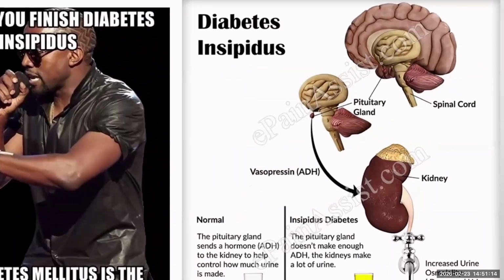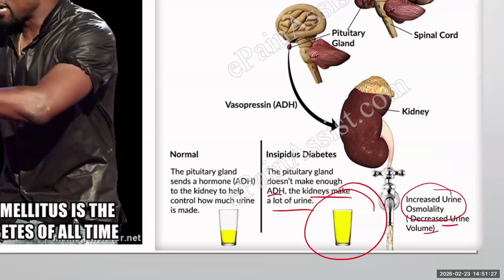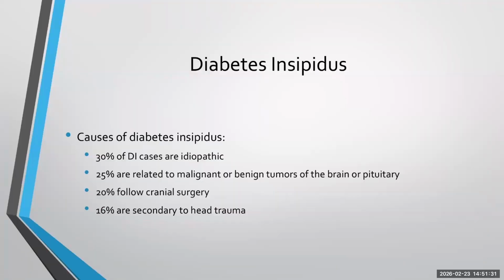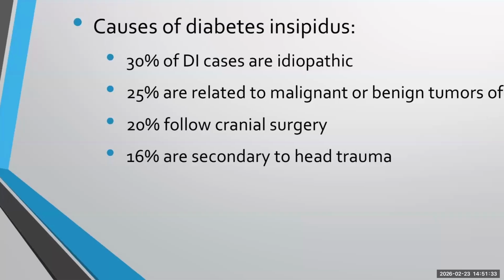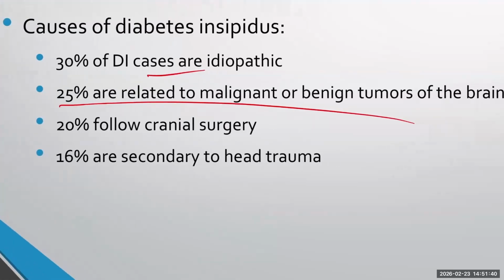As we go through, they don't make enough ADH, so the kidneys make a lot of urine, so they are peeing like crazy. Decreased urine osmolarity, increased urine volume. So causes: 30% idiopathic, 25% due to benign tumors of the brain, 20% following cranial surgery, 16% head trauma.